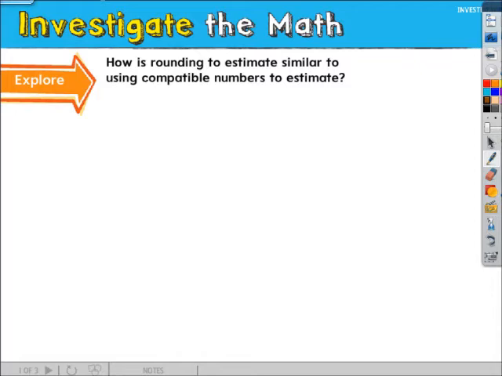Let's say we had 273 and we round to the nearest 10, we can have 270. If you use compatible numbers, 273 is going to become 300, because it can only have one digit that's not a zero when you're using compatible numbers. On the independent work that you guys are going to do for homework tonight, that's important.